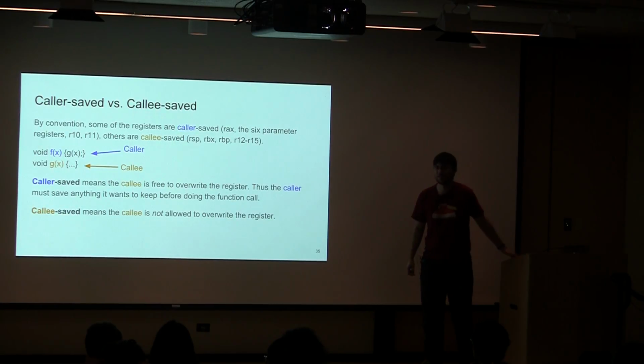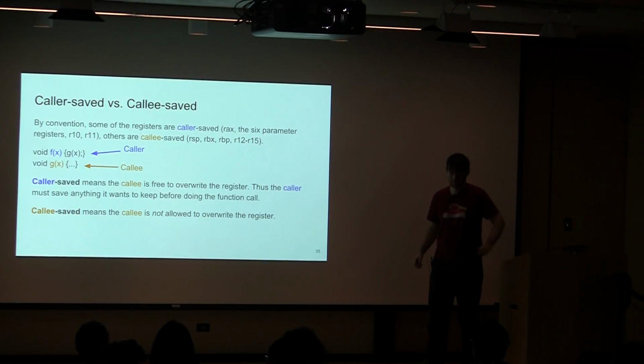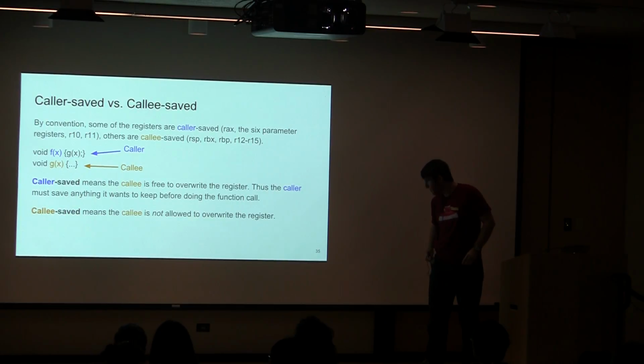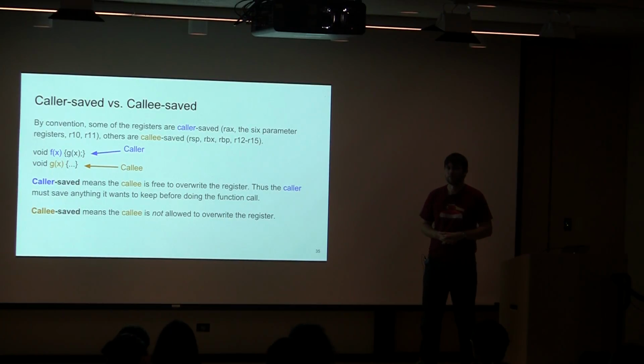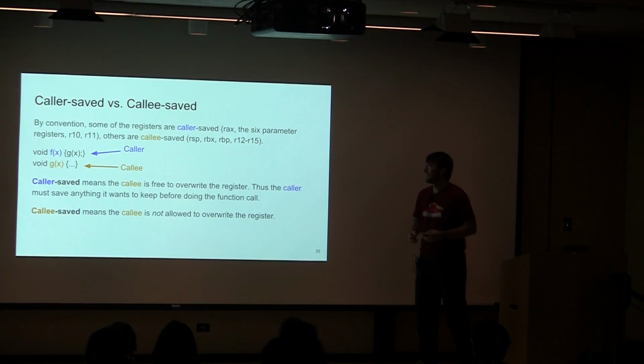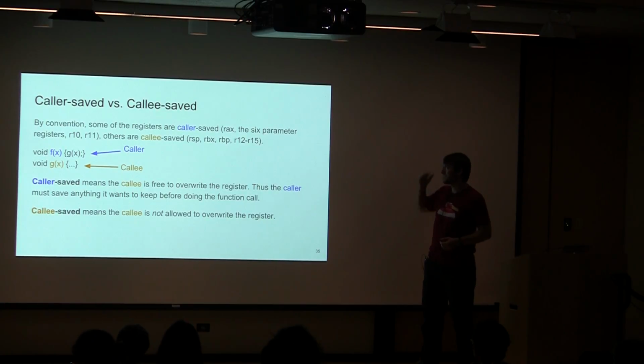All right, let's finally talk about call-er saved and call-e saved. This is that weird thing that confused everyone in lab. I think that's how most people remember it. So half of the registers are what we call call-er saved, and the other half are call-e saved. And the difference is who's responsible for preserving their value.